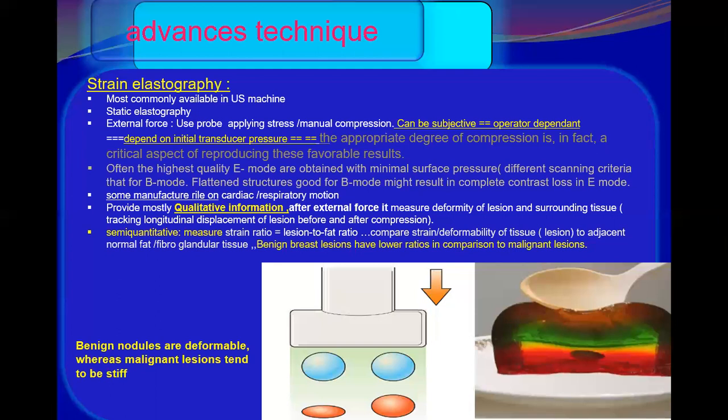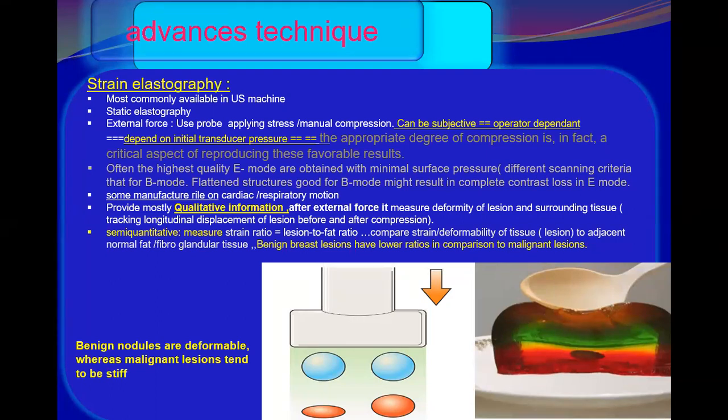It can differ from one operator to another. It is not like in the B mode, the compression needed in the B mode image. Flattening of the structures like in the B mode might result in complete loss of signal in E mode, okay? But so it depends. And that is why some of the machines or manufacturers rely on the cardiac and respiratory motion rather than the external force compression, manual compression by the operator.